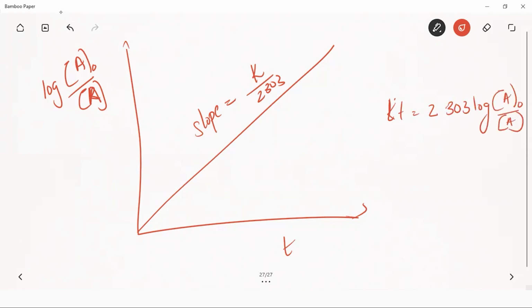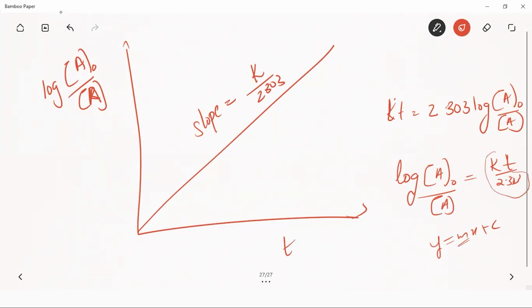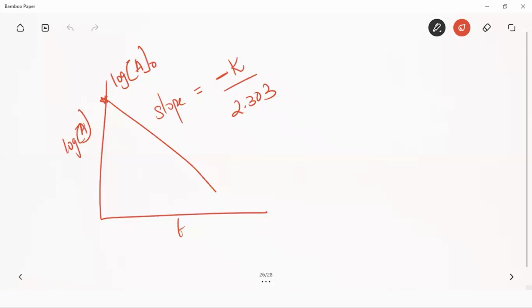When you take 2.303 to this side, you will be getting log A0 by A is equal to Kt by 2.303. This is also in the form of y equal to mx plus c, where c is equal to 0, and m is K by 2.303. So this is how we are plotting the graphs using the equation. So this is the second equation. Hope you understand how to find the integrated rate equation for zero order reaction and first order reaction.